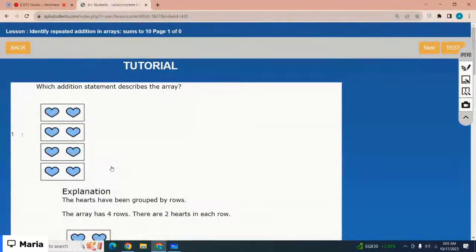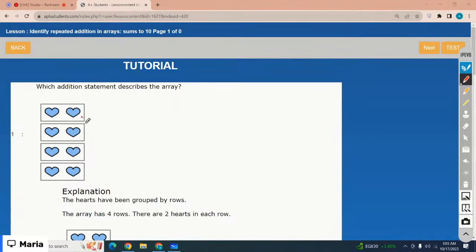That means you have to do the addition for the same number. Just look at this example. Which addition statement describes the array? You can see you have four groups, one, two, three, four rows, and in each row you have two hearts. So how do you write the addition statement that describes the array?